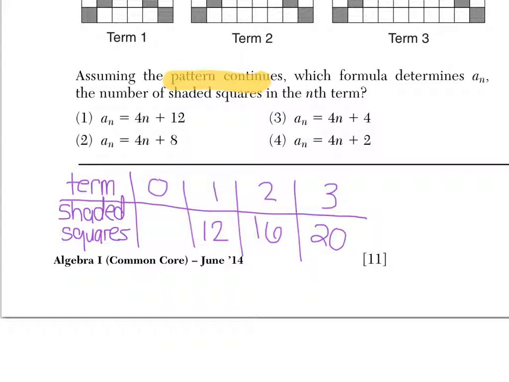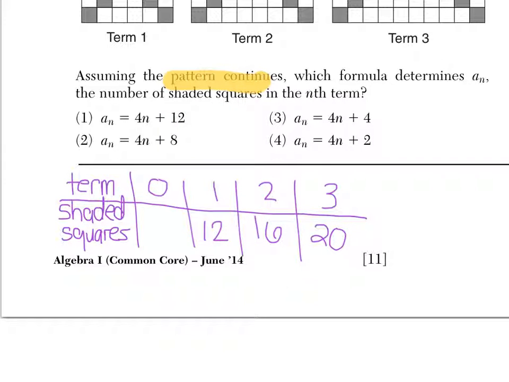In my table, you can see that I left a spot for the 0 term. Now, technically, there's no such thing as a 0 term, but when I look at my answer choices, I can see that every single one of these is written like a linear equation. So if I can figure out what that y-intercept is, when x is 0, I can easily narrow down my answer choices because I have 4 different y-intercepts.